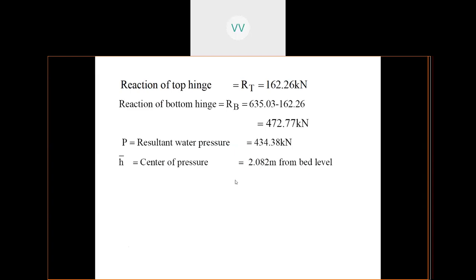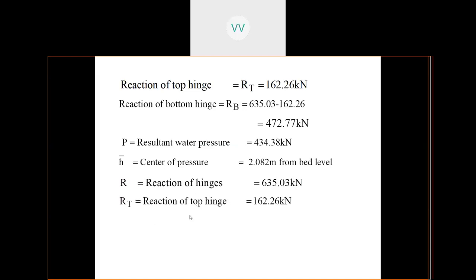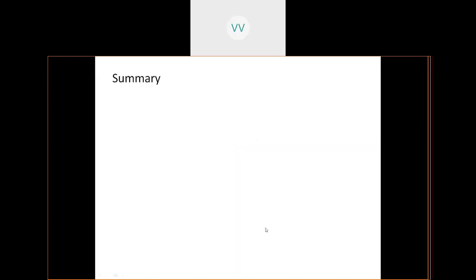So now, students, here R is equal to the reaction of the hinges, that is 635.03. Here we have the top reaction as 162.26, and the bottom reaction as 472.77. So now coming to the summary.